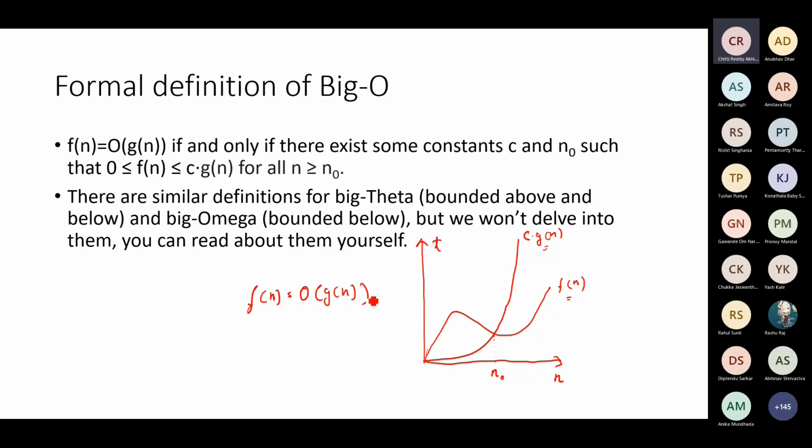Let's take a more concrete example. Say f of x is a polynomial like 2x squared plus 3x. What is a good simple candidate for g of n? Does anyone want to give it a try? Or you can unmute and say if you want.